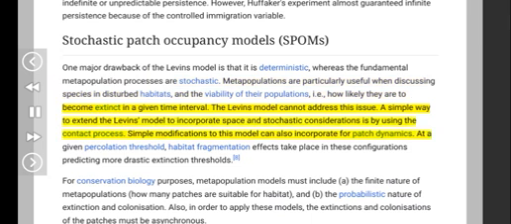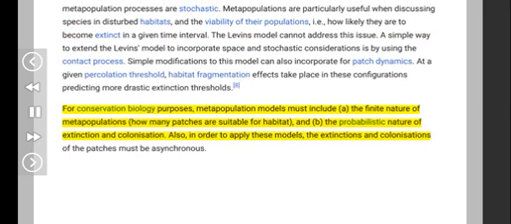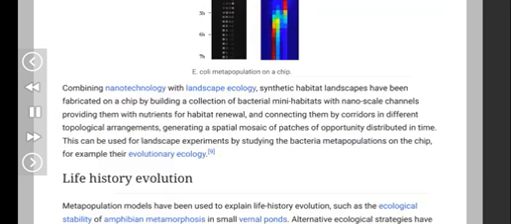A simple way to extend the Levins model to incorporate space and stochastic considerations is by using the contact process. Simple modifications to this model can also incorporate patch dynamics. At a given percolation threshold, habitat fragmentation effects take place in these configurations, predicting more drastic extinction thresholds. 8. For conservation biology purposes, metapopulation models must include a. the finite nature of metapopulations, how many patches are suitable for habitat, and b. the probabilistic nature of extinction and colonization. Also, in order to apply these models, the extinctions and colonizations of the patches must be asynchronous.